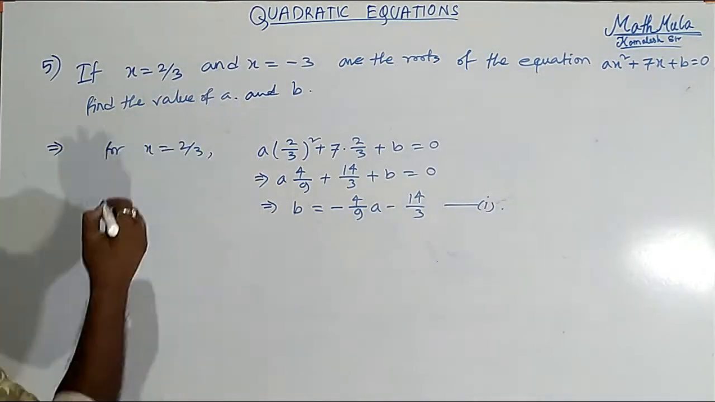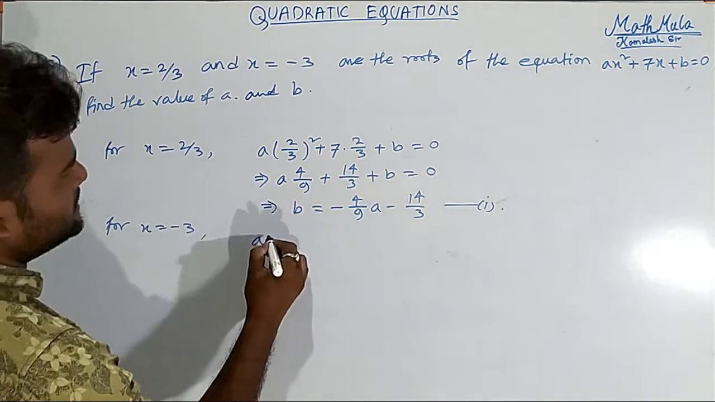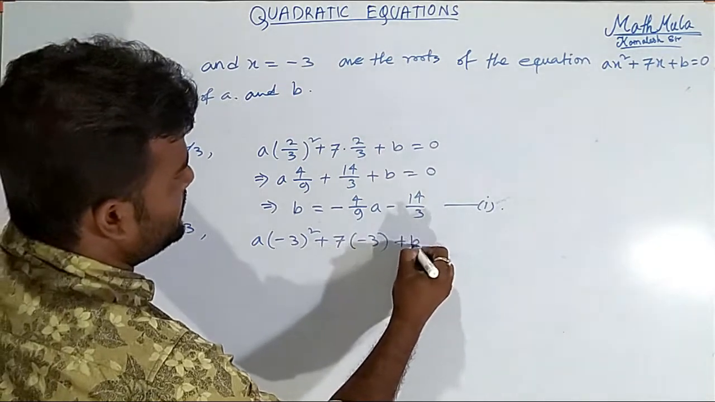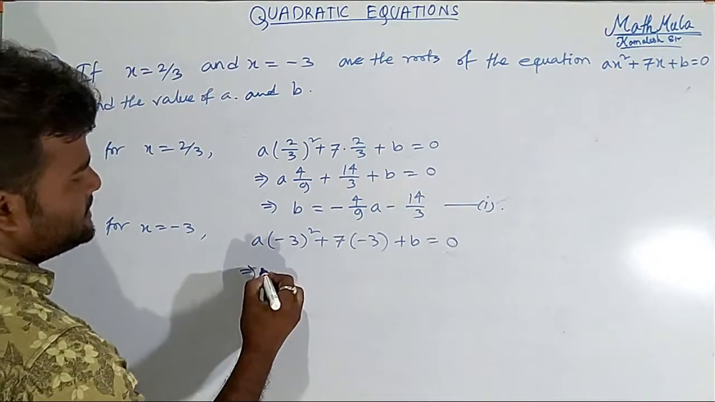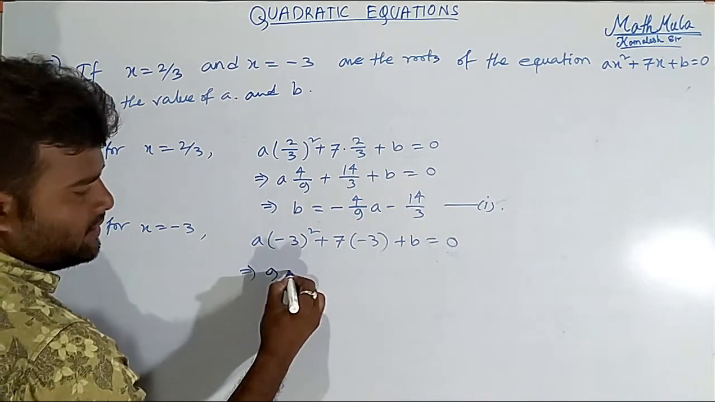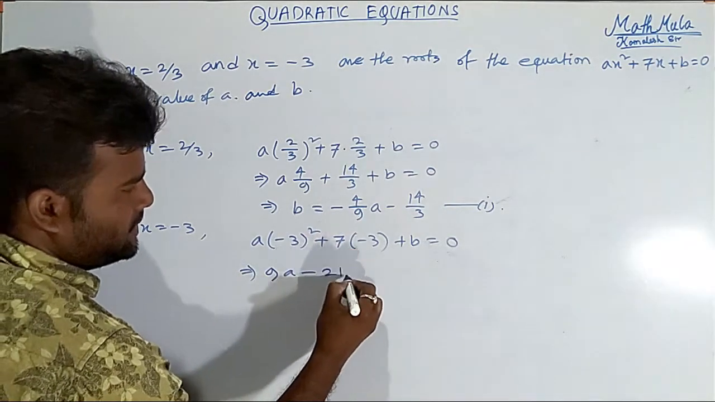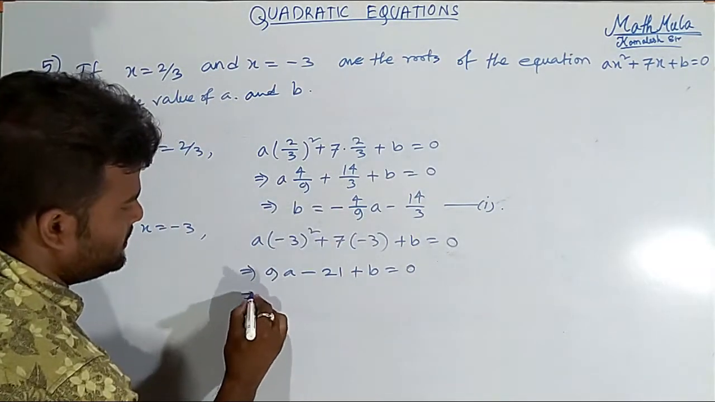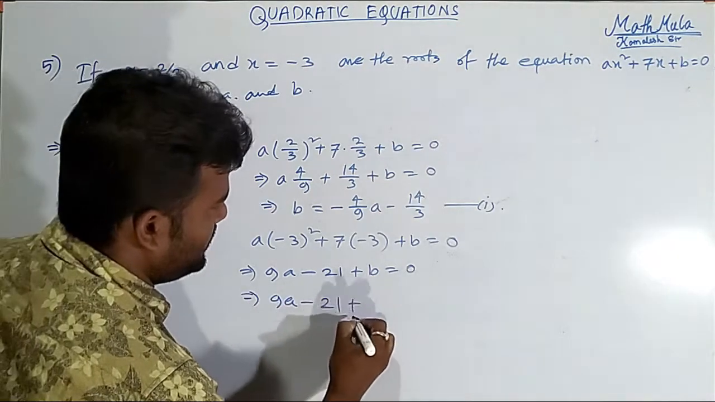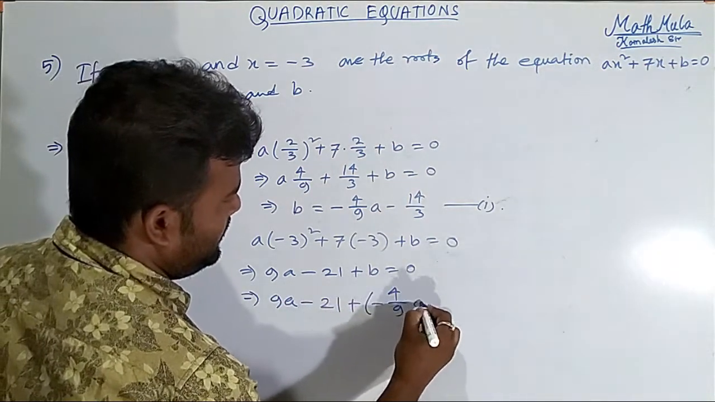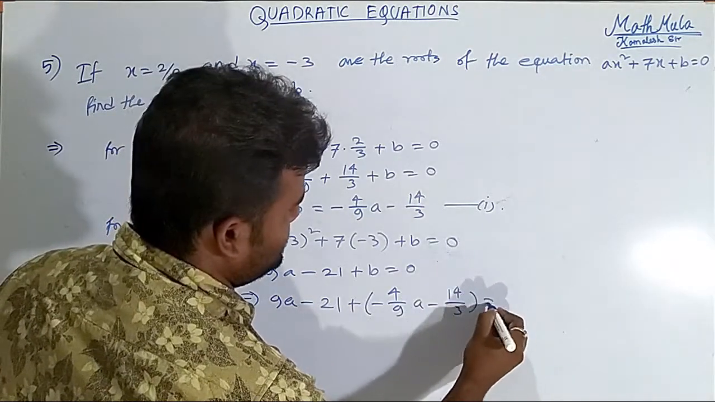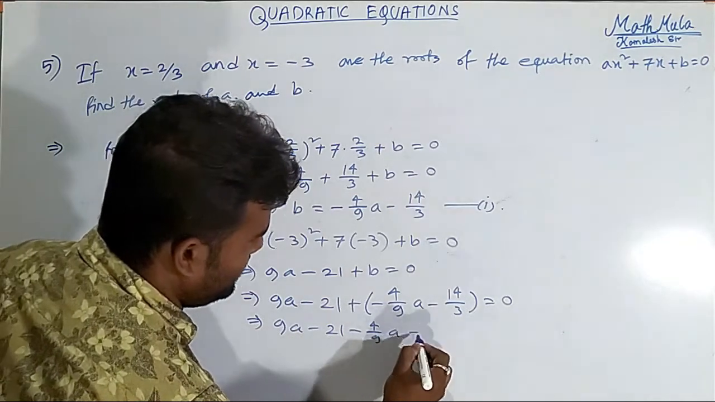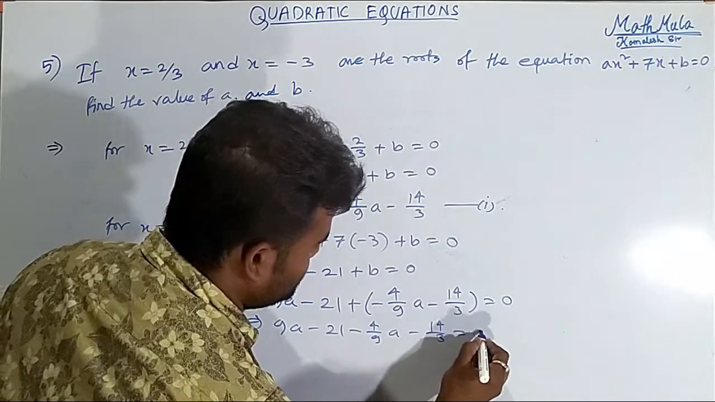Okay, now for the second value, x is equals to minus 3. That is a of minus 3 whole square plus 7 into minus 3 plus b is equals to 0. Now that implies this is minus 3 whole square, that is 9a, and plus 7 into minus 3, that is minus 21, plus b is equals to 0. Now put this value of b in this equation. That implies 9a minus 21 plus of minus 4 by 9a minus 14 by 3 is equals to 0. 9a minus 21 minus 4 by 9a minus 14 by 3 is equals to 0.